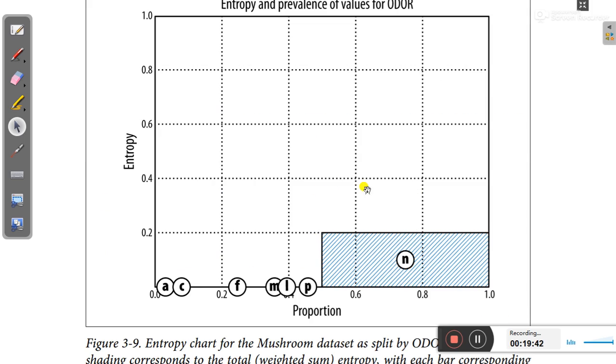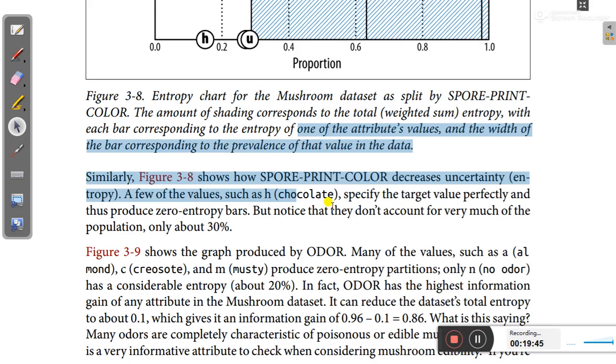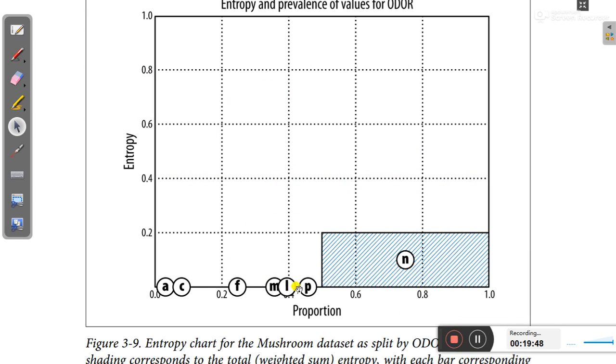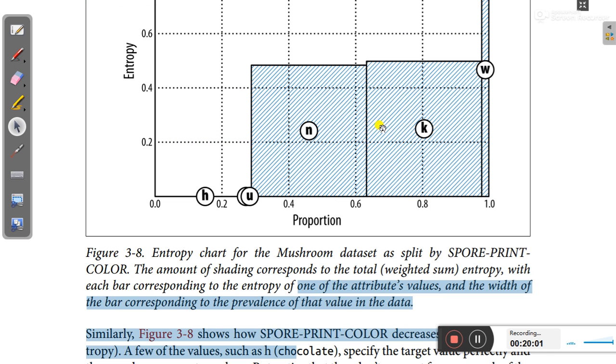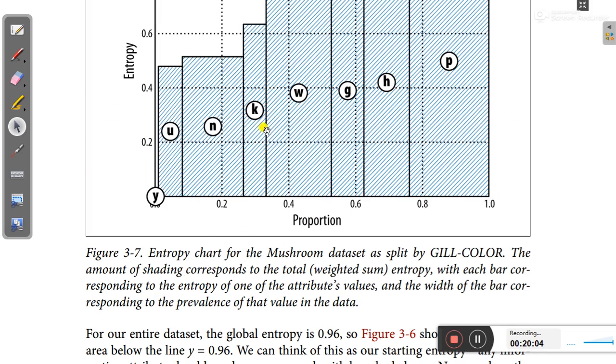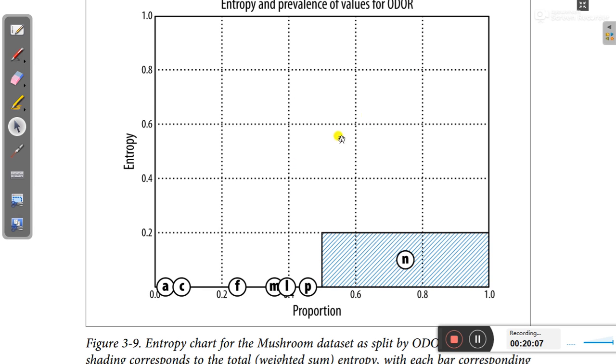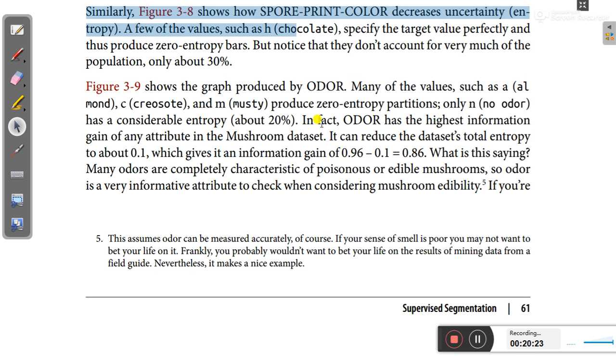So you can see this has the highest information gain in the entire dataset, because you can see that 0 is higher in this case. All these attributes showing 0 almost means they are perfectly targeting the target value, but not this one. There are some values which are not showing that, at least in this case. So you can see that the order case targets the target class, whether the mushroom is edible or not, perfectly. So here you can see order has the highest information gain of any attribute in the mushroom dataset.